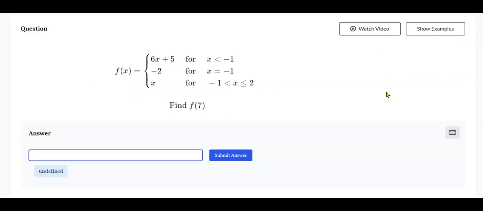All right, one more time. Make sure you're using the correct function for your input. This input is 7, and 7 is not less than 1. It's not equal to -1, and it's definitely not in between -1 and 2. So it doesn't fit into any of these categories. Therefore, it's undefined.